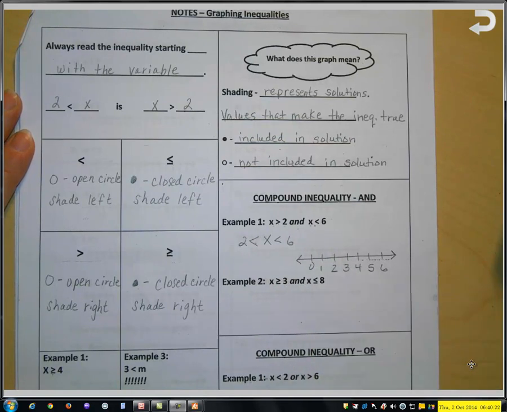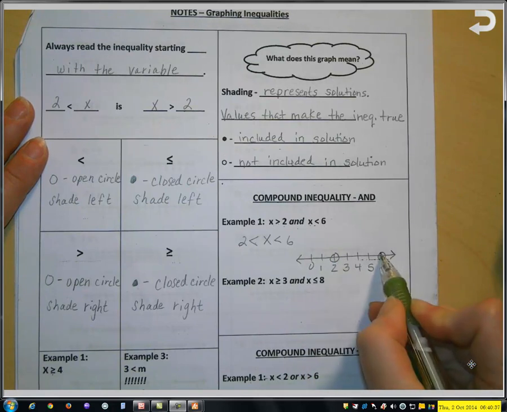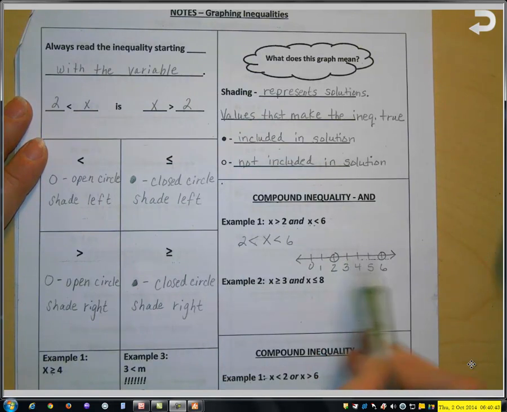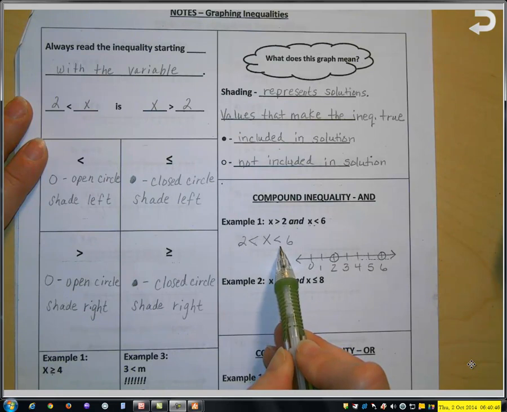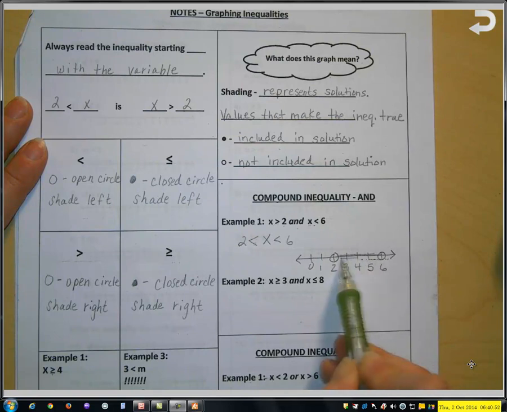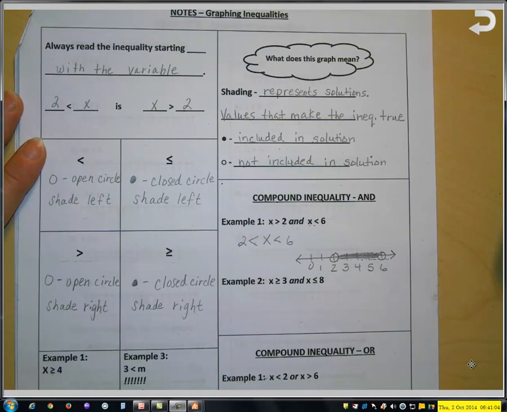And what kind of circle are we going to put at the 2 and the 6? Well, that depends on if 2 and 6 are included in the solution. Since there's no equal to in our inequality, we know they're not included, so we'll put an open circle. Okay. So now x is greater than 2, so we want to shade to the right of 2. And x is less than 6, so we want to shade to the left of 6. So that would be this area in here that we're going to shade. So any of the numbers in between 2 and 6 would make the inequality true.